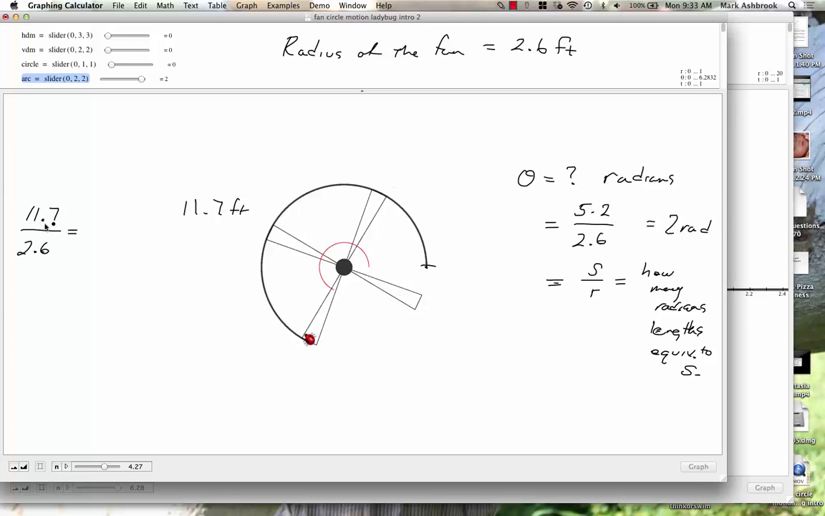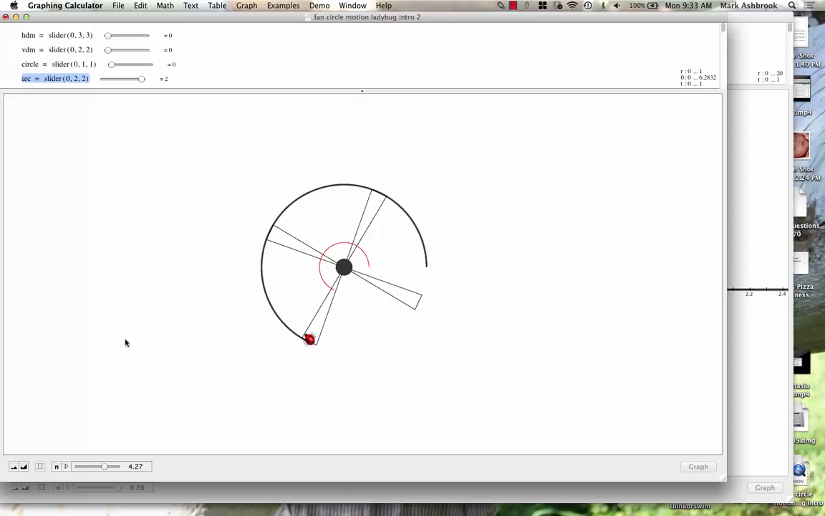What's the arc length divided by the radius lengths? Right, so this is the total arc length in feet, and we're asking how many 2.6s fit in 11.7, right? And that'll be a number of radius lengths, and that's 4.5 radius lengths, so it's 4.5 radians. Okay, so now that's kind of review, talking about radians. So what we really want to talk about is the location of the bug after sweeping some angle.